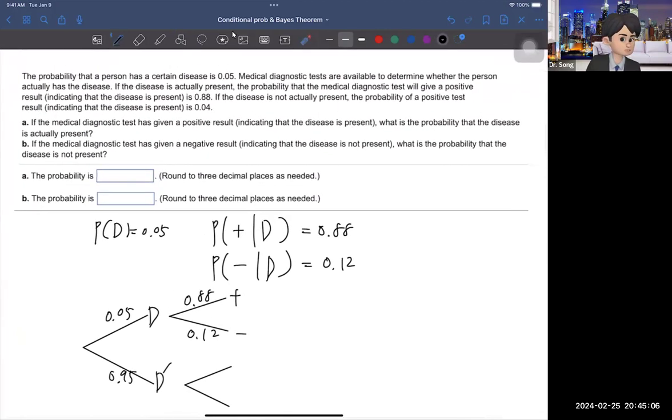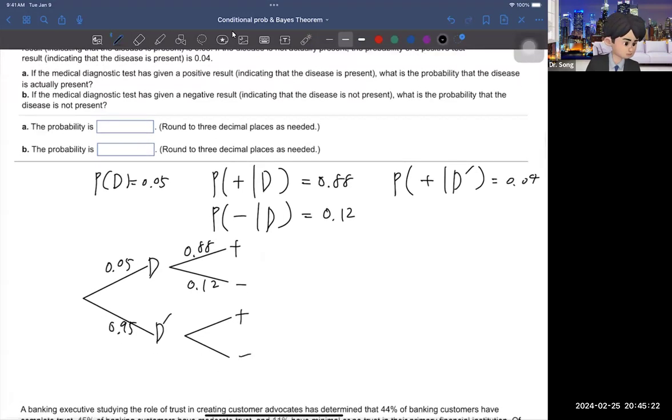this one is the following. If the disease is not actually present, the probability of a positive test result is 0.04. That means the probability that someone does not have a disease, but the test is positive, is 0.04, 4%. Then with probability 96%, someone does not have a disease and the test says negative. So you can also write down the equation as follows.